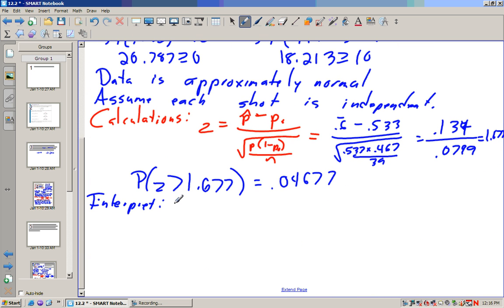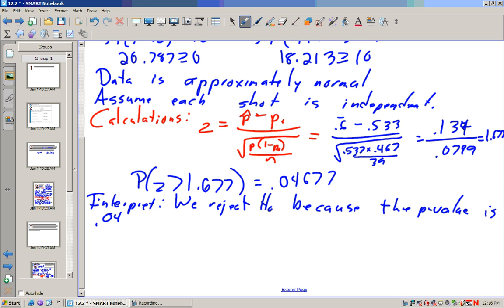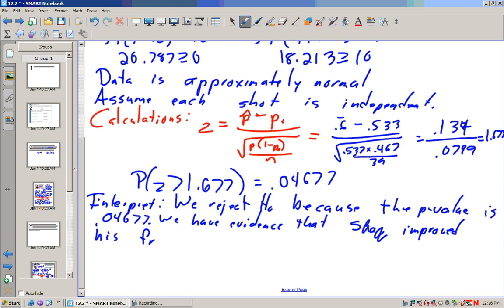So we reject the null hypothesis because the p-value is 0.04677. So we have evidence that Shaq improved his free throw shooting.